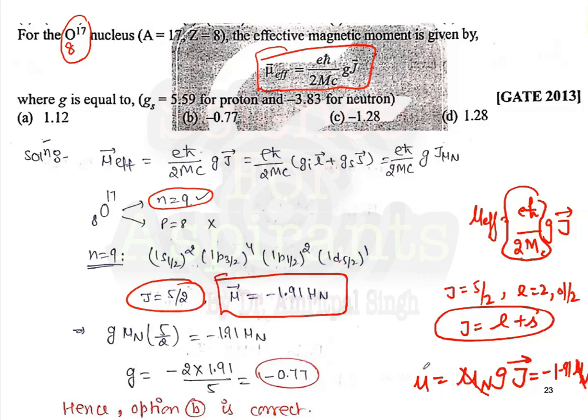So they get cancelled out, and from that you can find the value of this g factor. This g factor is different for proton and for neutron, and it comes out to be minus 0.77. So for this question, the correct option is option B.